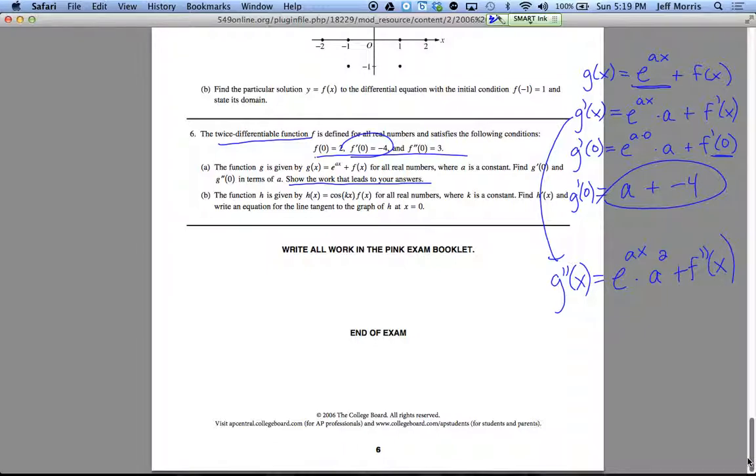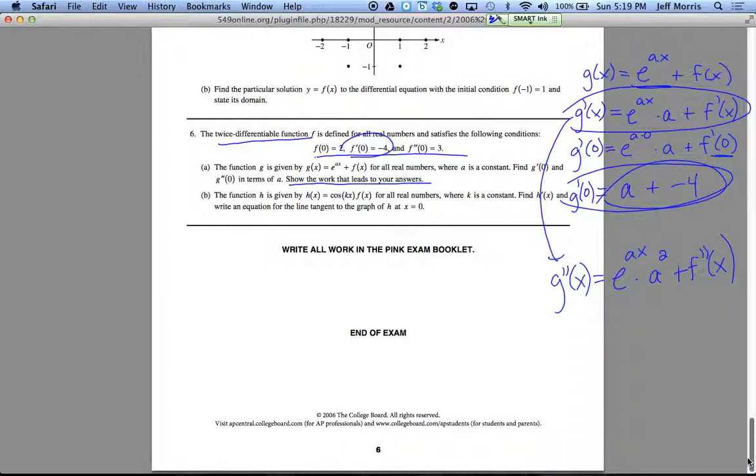Now, let me go ahead and tell you how many points you're going to get for this. You're going to like this. You are going to get a point for the derivative of g, and you're going to get a point for g prime of 0. There's 2. You're going to get a point for g double prime, and you're going to get a point for g double prime of 0. This was 4 points. There'll be 5 on part B.